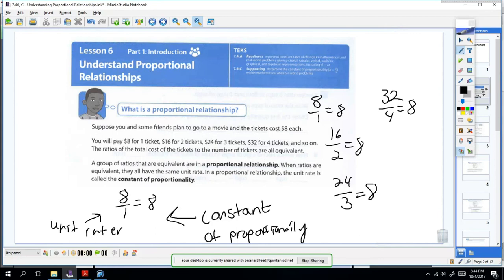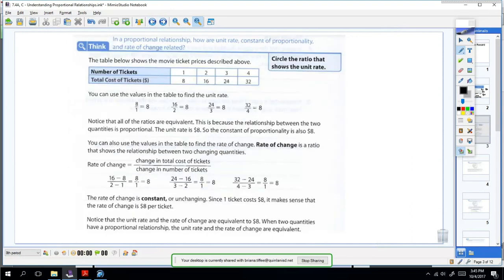It's a big word, hard to spell. It's your constant of proportionality. It says here, in a proportional relationship, the unit rate is called the constant of proportionality. So basically the unit rate and the constant of proportionality are the same. They're equal to each other. If you move on, you can see that they created a table here, and they just did what we just did. They put it over to find the unit rate.